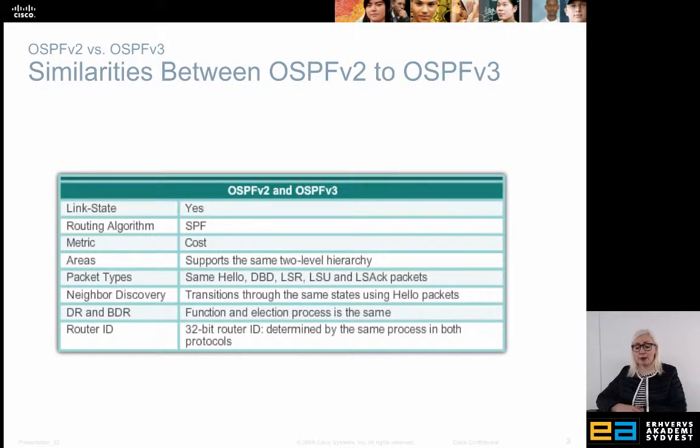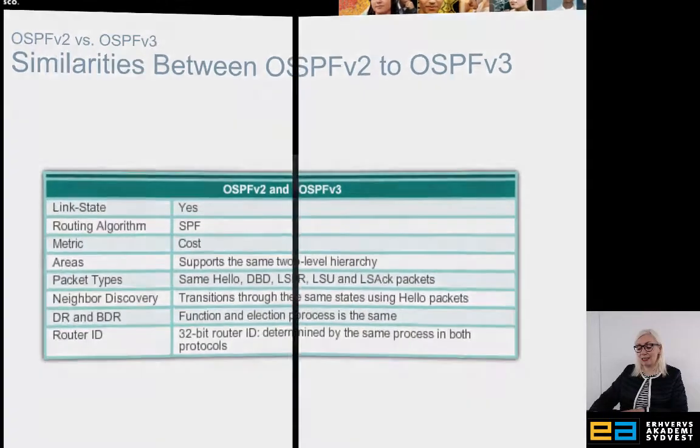If you look at the similarities, it still is a link state protocol. It uses the shortest path first algorithm to find the shortest path between the different networks. The metric is still the cost. We can set it up with different areas if you like. Packet types are the same, the neighbor discovery is the same, the election of DR and BDR on multi-access networks is the same, and the router ID is still a 32-bit router ID, which has similarities to the IP version 4 addresses.